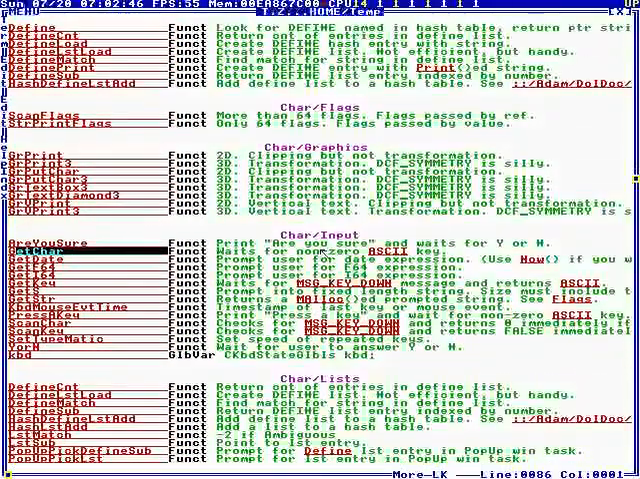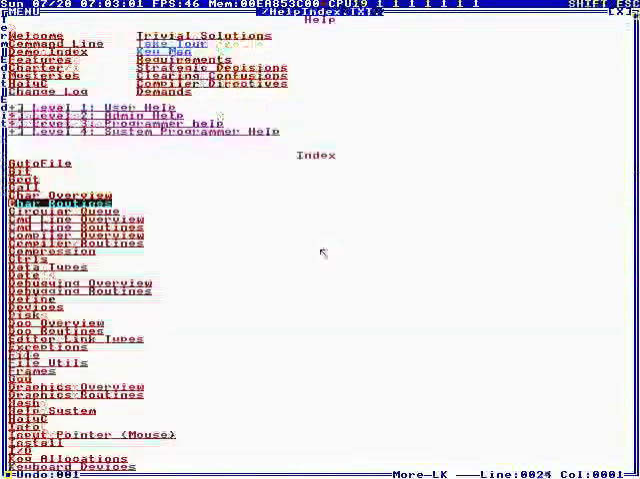You have your get char and you have get key. Char is ASCII, key is scan code. Scan key and scan char.